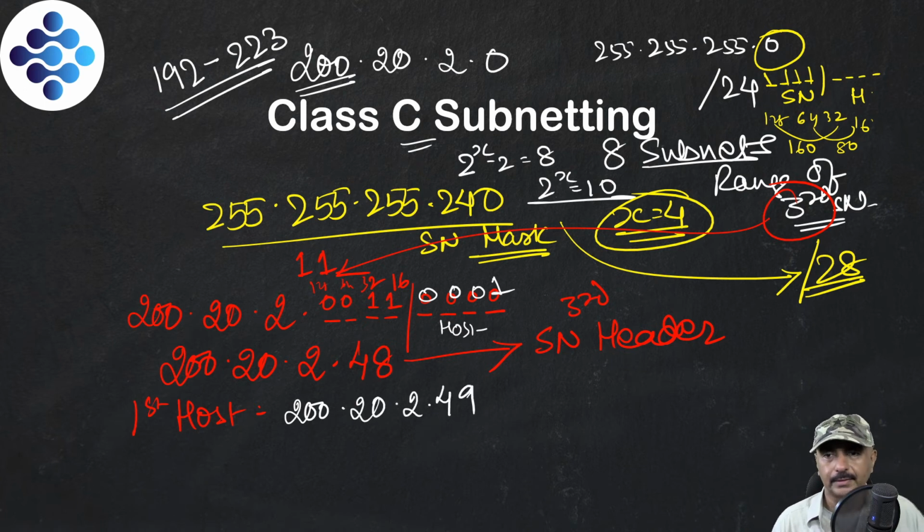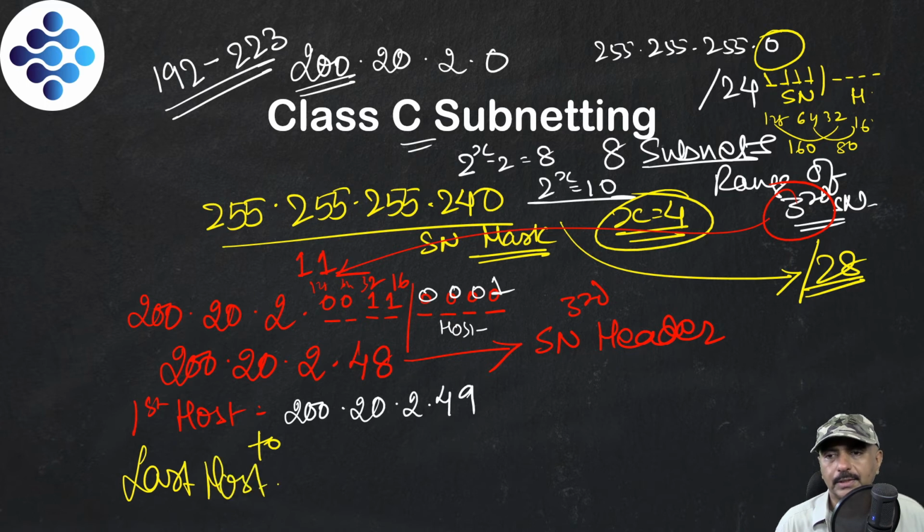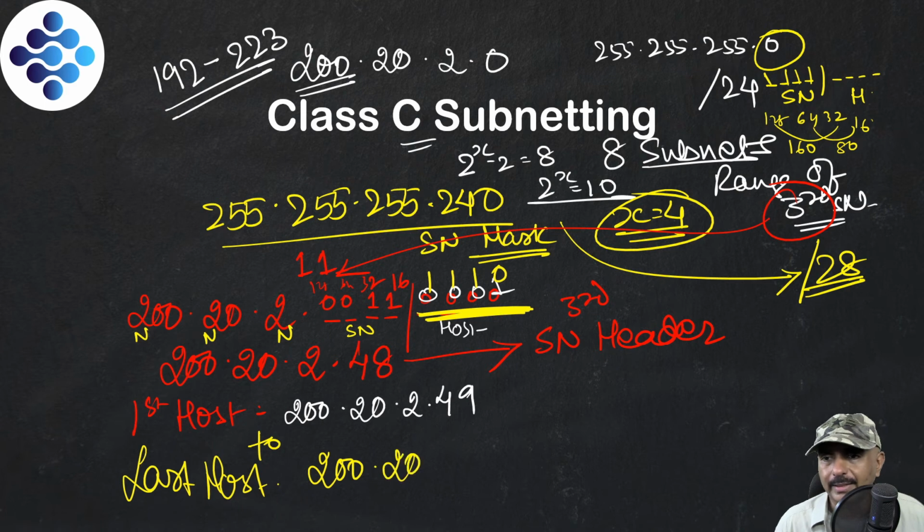So it will become 200.20.2.49. Getting it? Okay. Now the last host. Last host would be 1 1 1 and 0. Why so? Because we have to touch only the host component. We don't have to touch the network component. This is the subnet component and these are the network component. We don't have to touch network and subnet components. So its value will become 200.20.2 dot. Can you guess how much it would be? If not, pause the video and calculate. It's very easy.